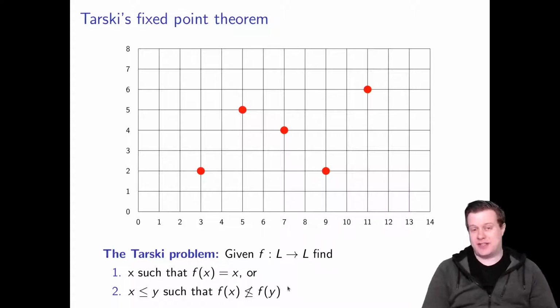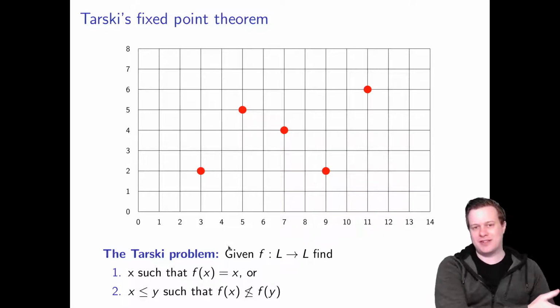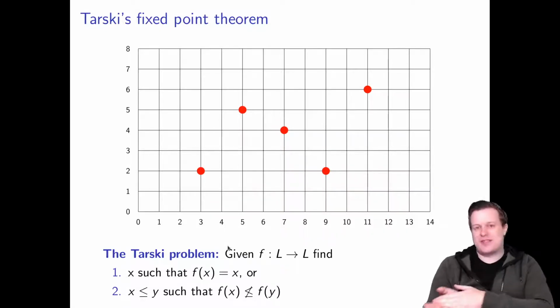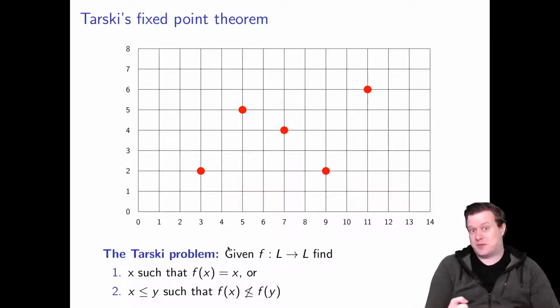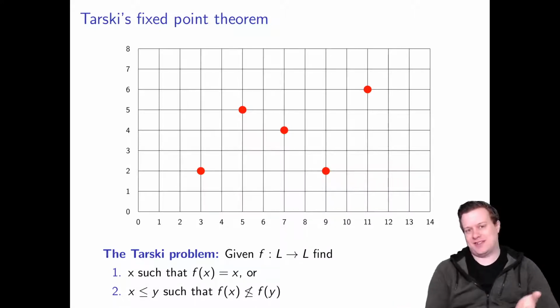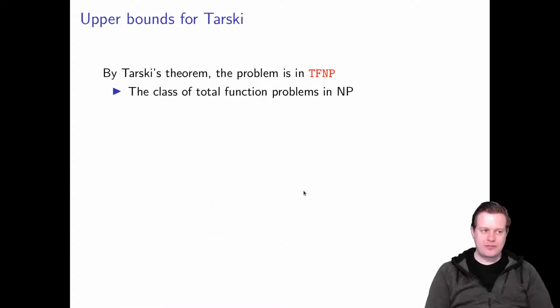That means Tarski's theorem doesn't hold, and so there may actually not be a fixed point to find in that instance. So we're saying, if it is order preserving, find me a fixed point. If it's not order preserving, either find me a fixed point, which might still exist, or find me a violation of order preservation, which must exist because it's not order preserving. So that's the Tarski problem. And by Tarski's theorem, actually this problem lies in a complexity class called TFNP.